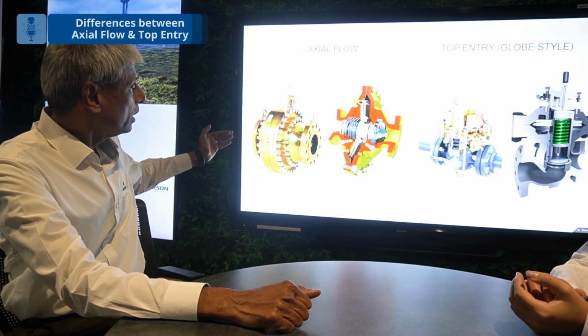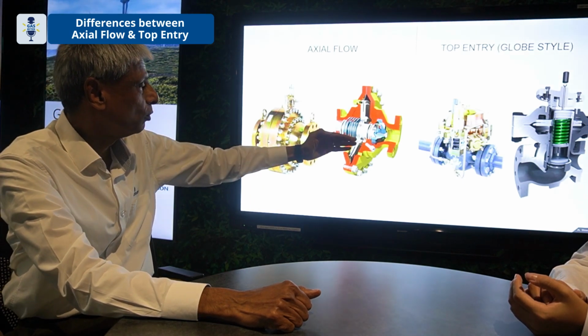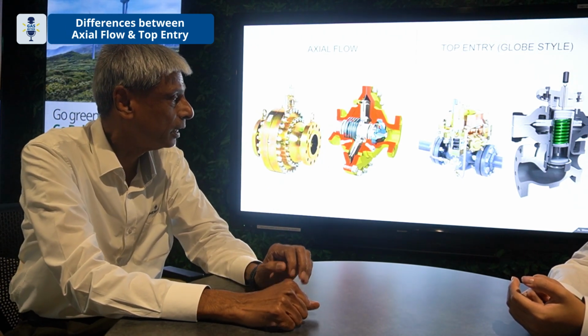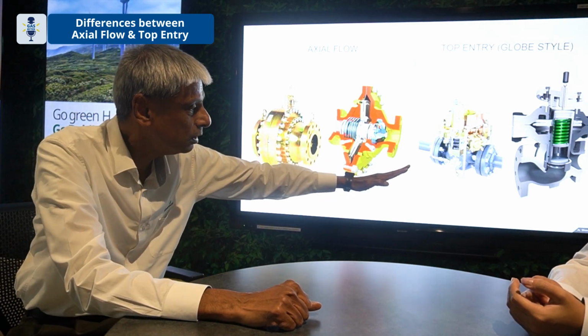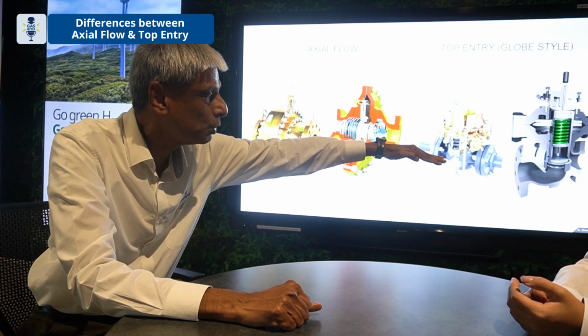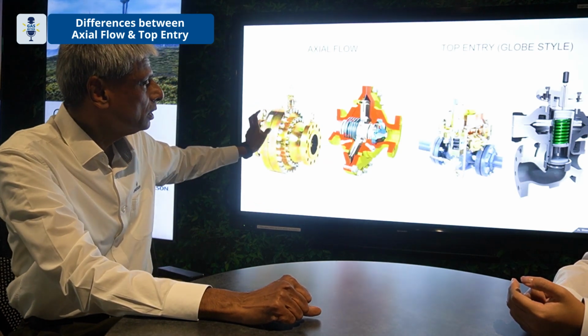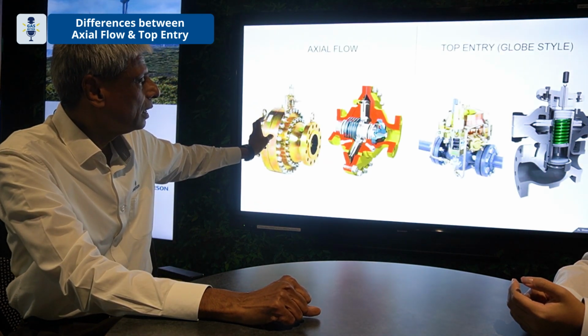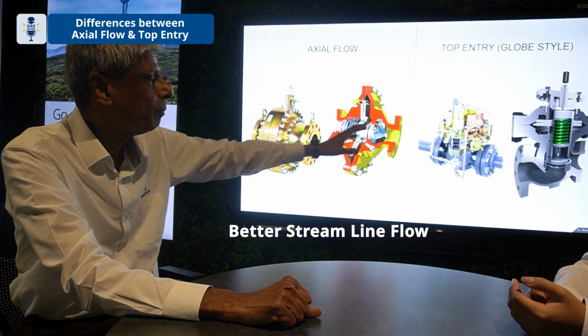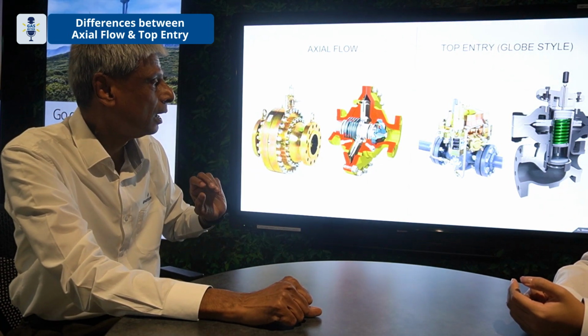The axial flow has got a straight line flow, whereas with the top entry or the globe style, you can see the flow goes in one direction and then turns upward and then turns. This is called a tortuous path. Therefore, this product has a better streamlined flow compared to the other ones.